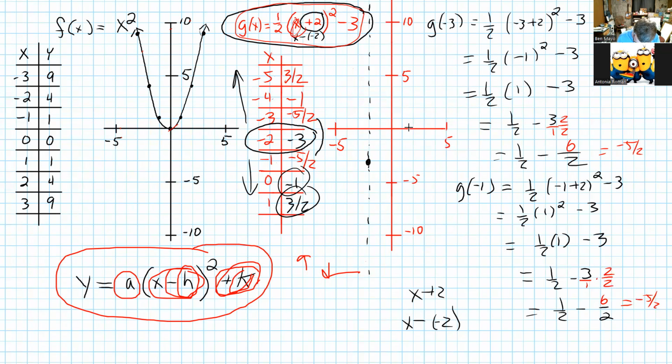(-5, 3/2), which is (-5, 1.5), so that's right there. (-4, -1) is right there. (-3, -5/2), which is -2.5, is right there. (-2, -3), I've already got that. (-1, -5/2) is right there. (0, -1) is right there, and (1, 3/2) is right there. And so we get this parabola.